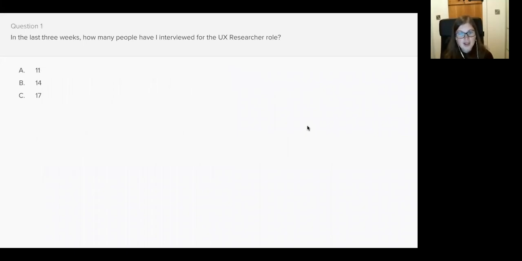I've spent a lot of my time over the last few weeks interviewing candidates for the UX researcher role. And this is the first time I've actually conducted interviews for recruitment purposes at GitLab, so it's been a really interesting experience for me. I'm really excited at the prospect of another UX researcher joining GitLab. So how many people have I spoken to?